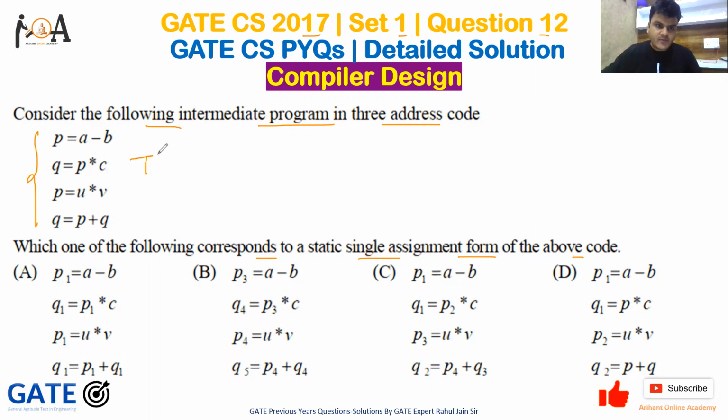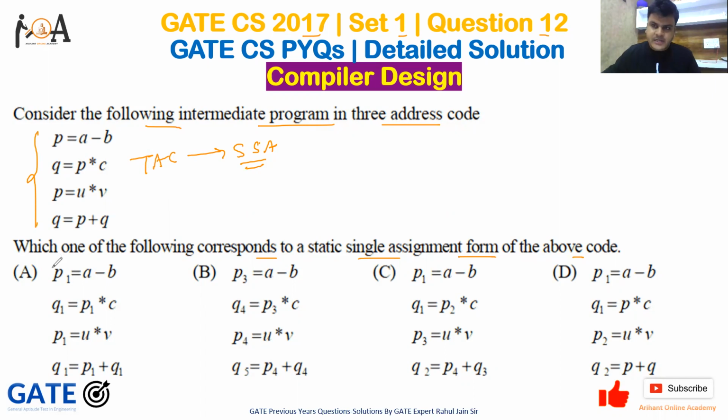So this is the form of TAC type, and we need to convert it into static single assignment form, right? So the rule here is that on the left hand side, the variable should be unique. And if we have computed any particular variable, then we will only use that. Okay, let's do it one by one, step by step, so that you can understand it well.